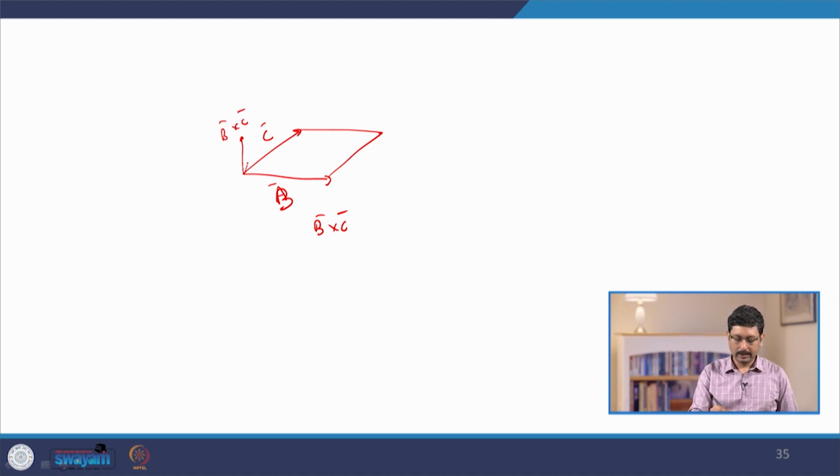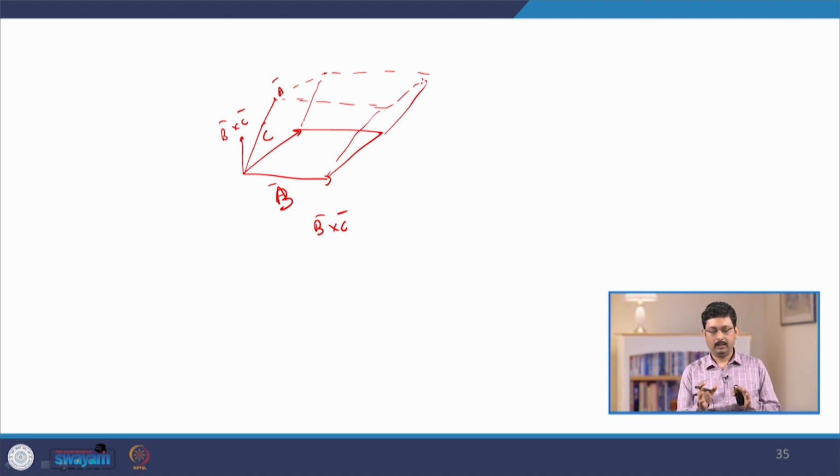Now, if you take another vector A, then the projection of this B cross C along A gives you the A dot B cross C, and one can show that if you have these 3 vectors, you can draw a 3 dimensional kind of a deformed cube which is called parallelepiped.